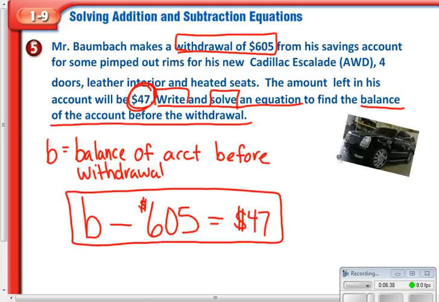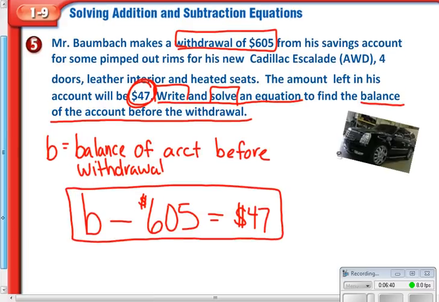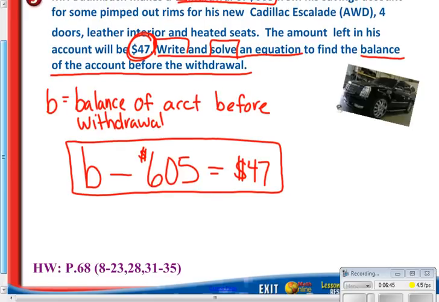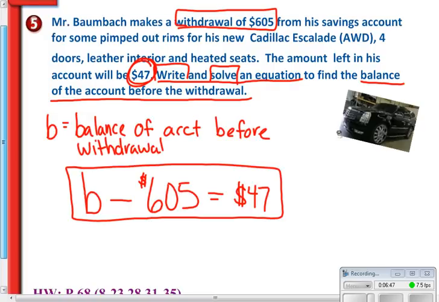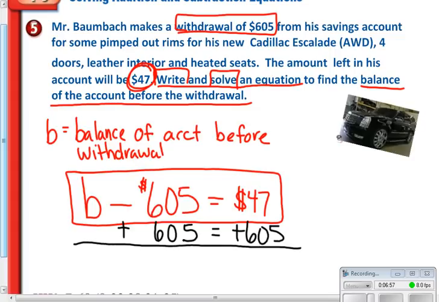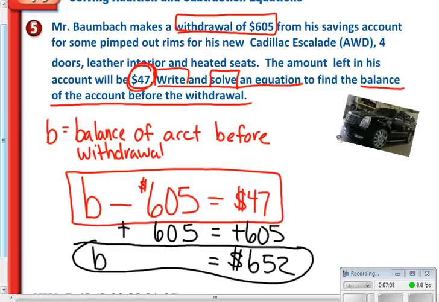Now we need to solve it. And in order to solve the equation, we would have to add 605 to each side. Okay, notice again my equal sign lines up. I find out b equals $652. So that is what my account was prior to the withdrawal.